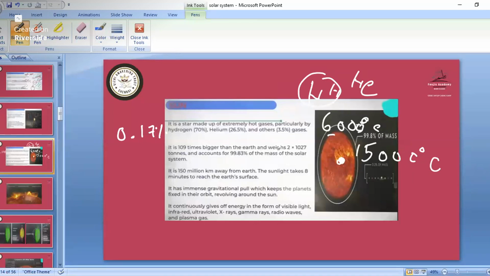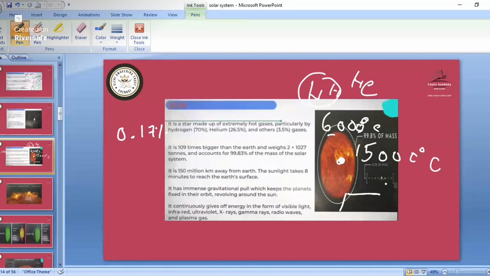So the sun covers 99.83% of the mass of the solar system, and it is 150 million kilometers away from the Earth. And you know, for distance from the sun, there are two terms: aphelion and perihelion. Perihelion is the shortest distance from the Earth, and aphelion is known as the longest distance from the Earth.